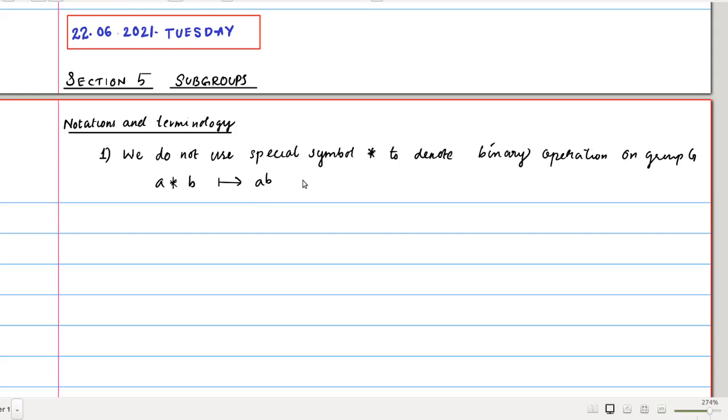Still, the meaning of ab is the element assigned to the pair: if ab is mapped to c, we denote this situation as ab equals c. Please note this convention. These algebras follow this convention for groups.